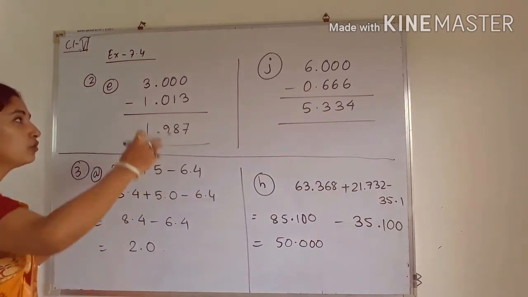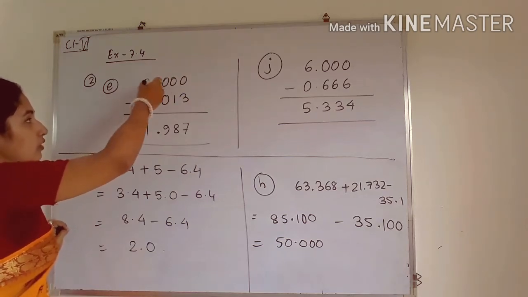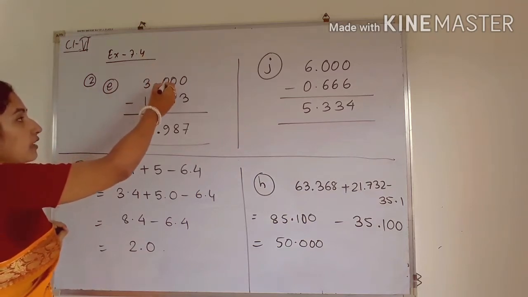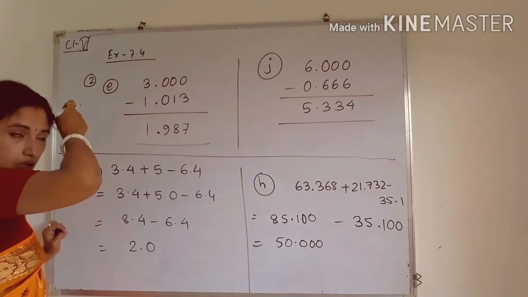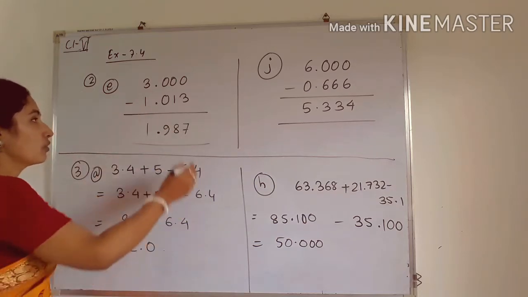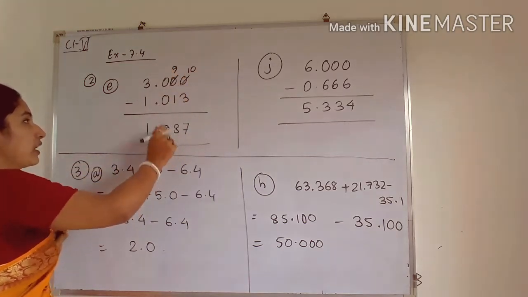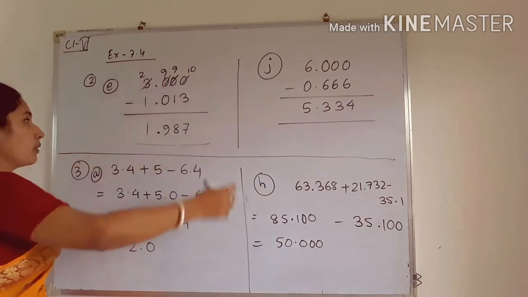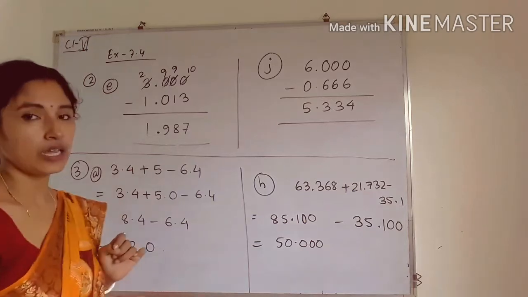Here also we have to carry. So we will borrow 1 from 3, so here it will be 10 again. Like that you have done subtraction in previous classes also. That way only you have to do. So here it will be 10. So 10 minus 3 will be 7. Here will be 9. 9 minus 1 will be 8. This will be 9. So 9 minus 0 is 9. So here we have already 1 carried over. So 2 minus 1 will be 1. So the final answer is 1.987.